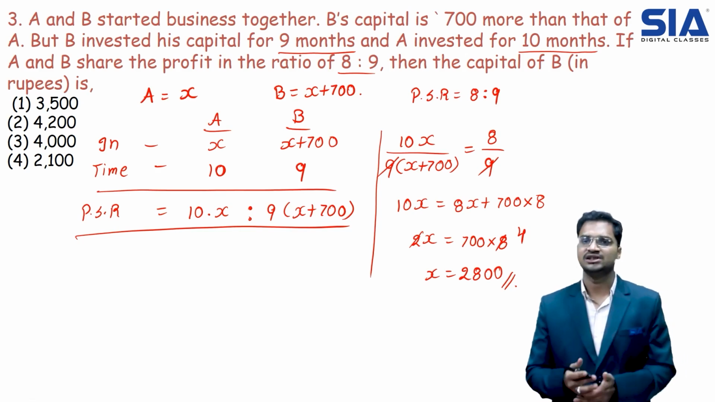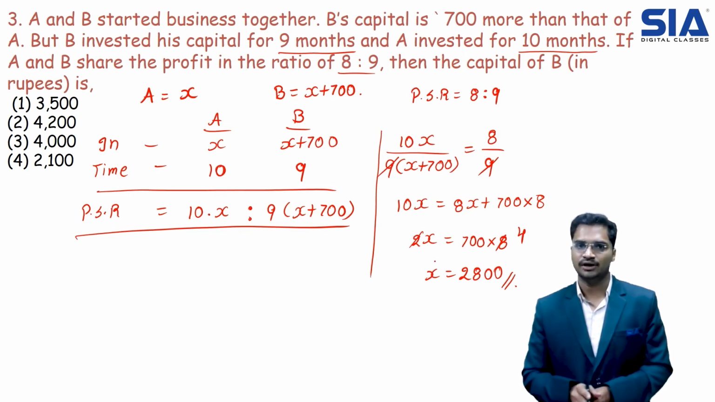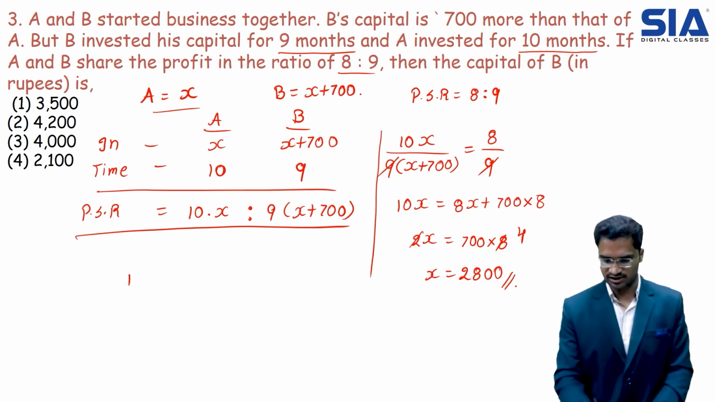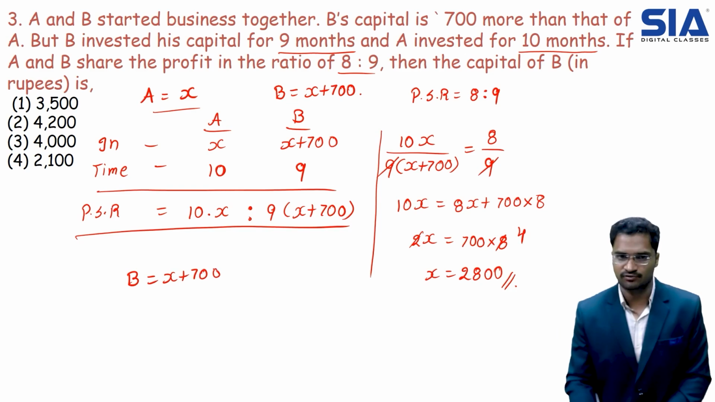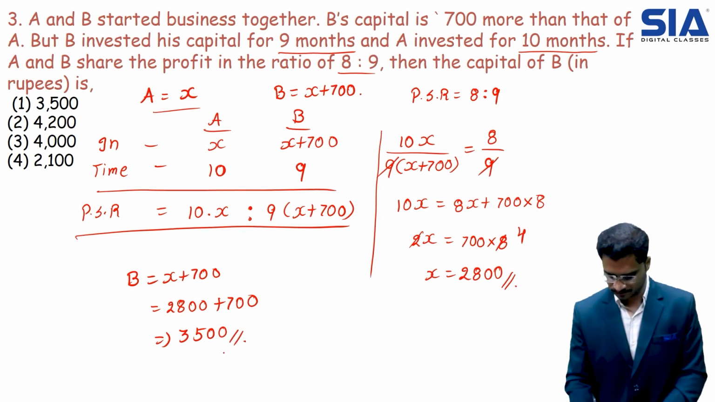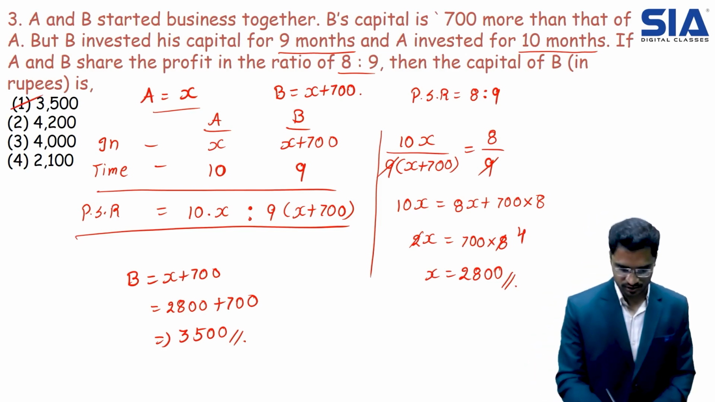But what is he asking here? He is asking what is the capital of B. The capital of B is 700 more than A. So the X value is the capital of A. But we want to find the value of capital of B, which is X plus 700. So the value is 2800 plus 700, which gives me 3500. So the capital of B is 3500, which is option 1.